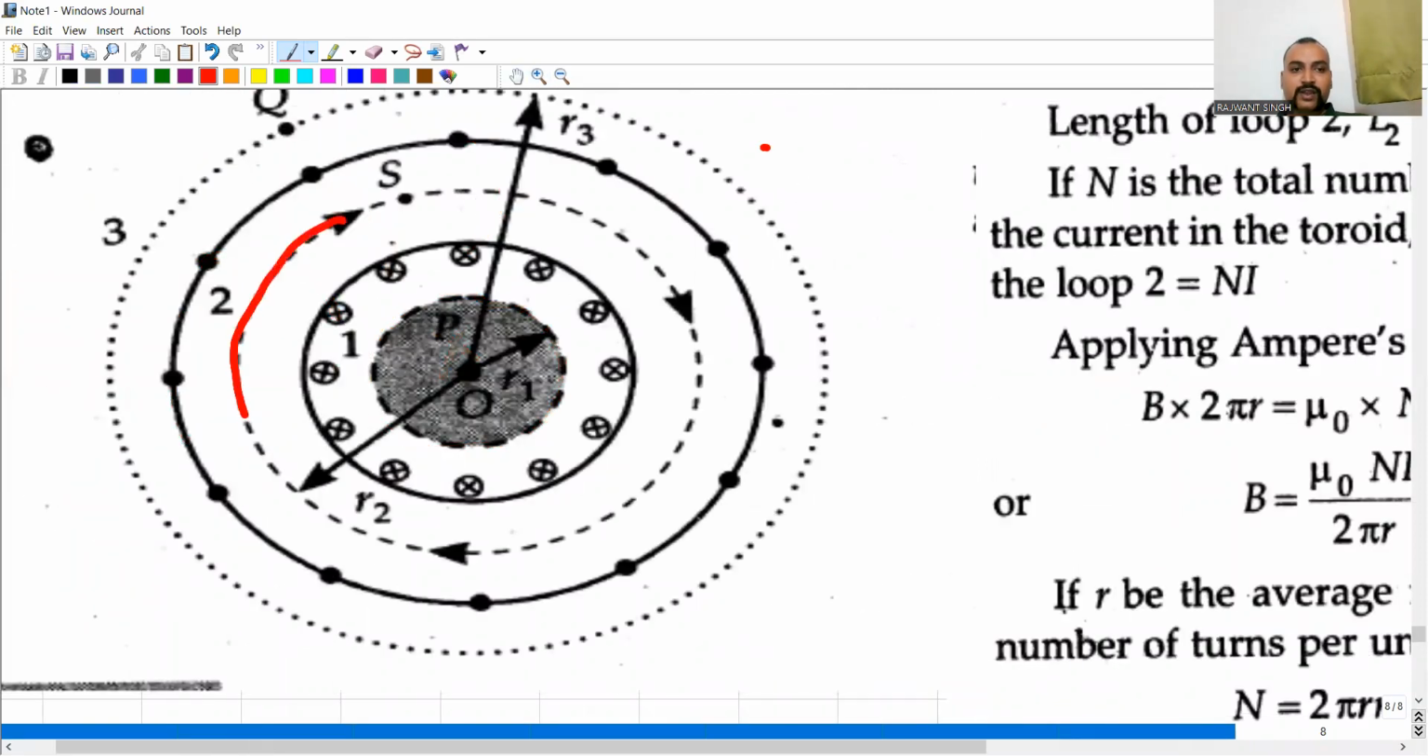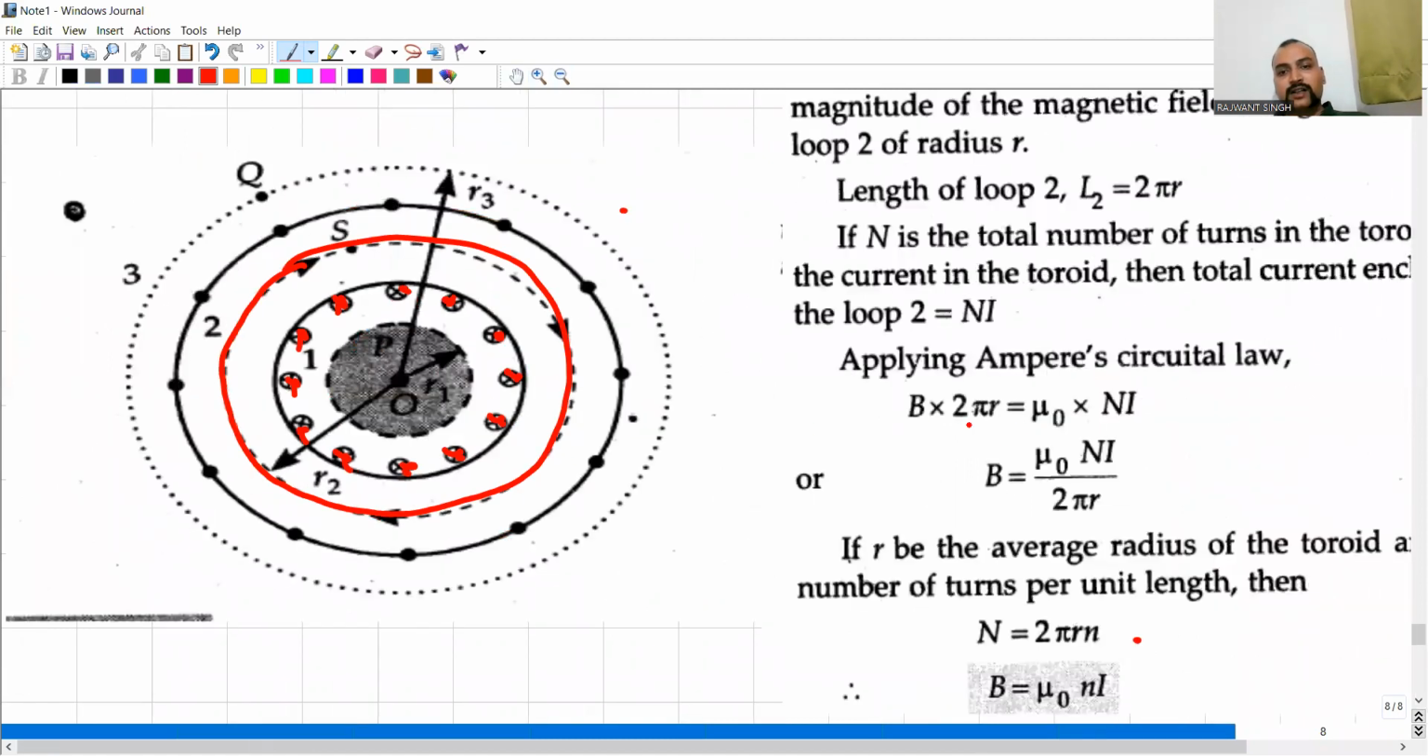Okay, this loop. You will see that this loop is effectively enclosing the current, and it is enclosing these cross currents. So you can apply Ampere's circuital law here. B into 2 pi r, dl, if you integrate, it will become 2 pi r. So B into 2 pi r will become mu naught times Ni.